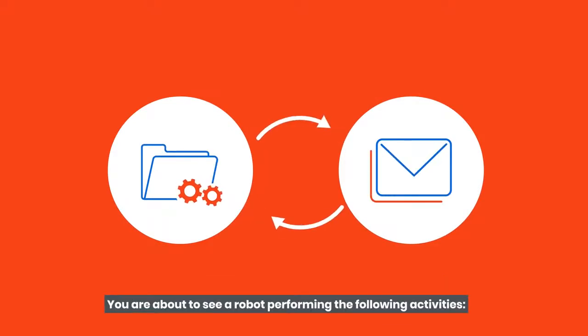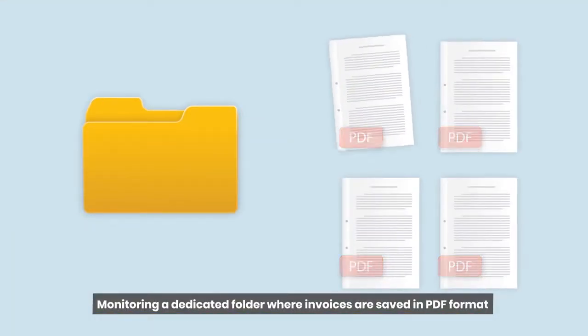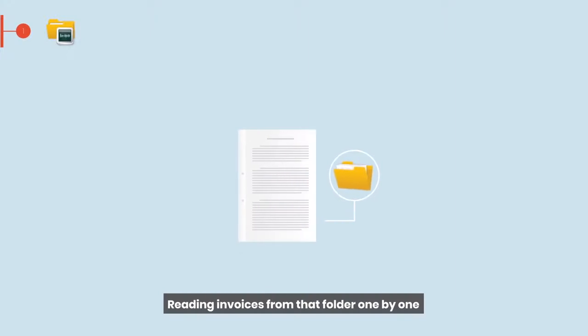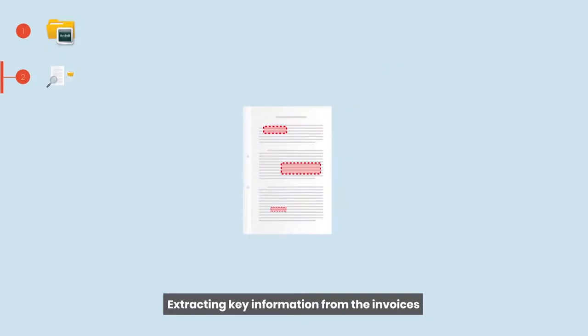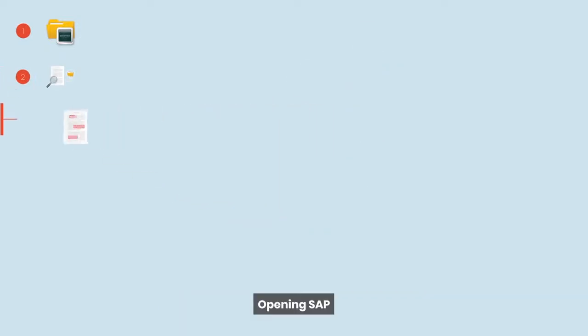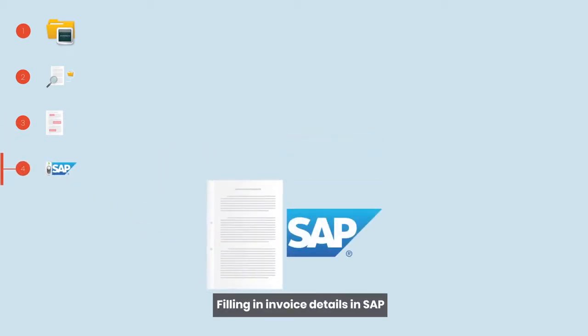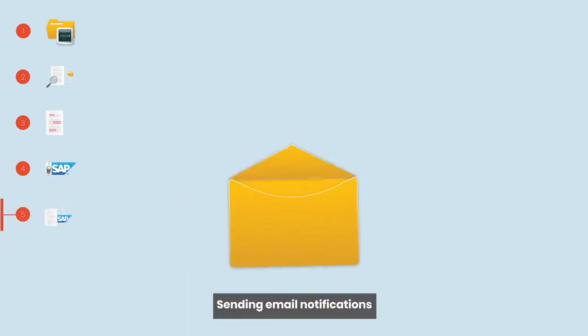You are about to see a robot performing the following activities: monitoring a dedicated folder where invoices are saved in PDF format, reading invoices from that folder one by one, extracting key information from the invoices, opening SAP, filling in invoice details in SAP, sending email notifications.